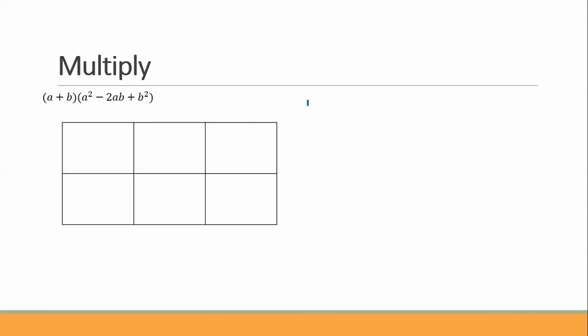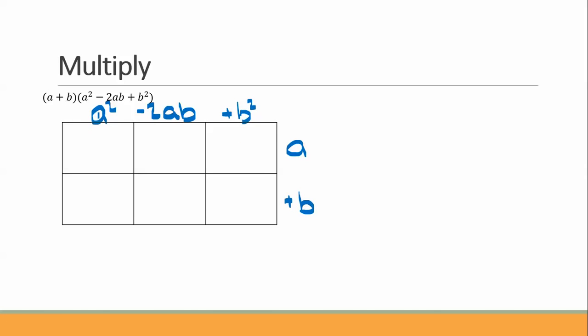Here's a bit longer one. This box method does help when we have something more than a 2 by 2 because then we don't forget any terms. So on the 3 columns, we're going to put the expression with 3 terms: a squared minus 2ab and b squared. And with the 2 rows, we're going to do a plus b.